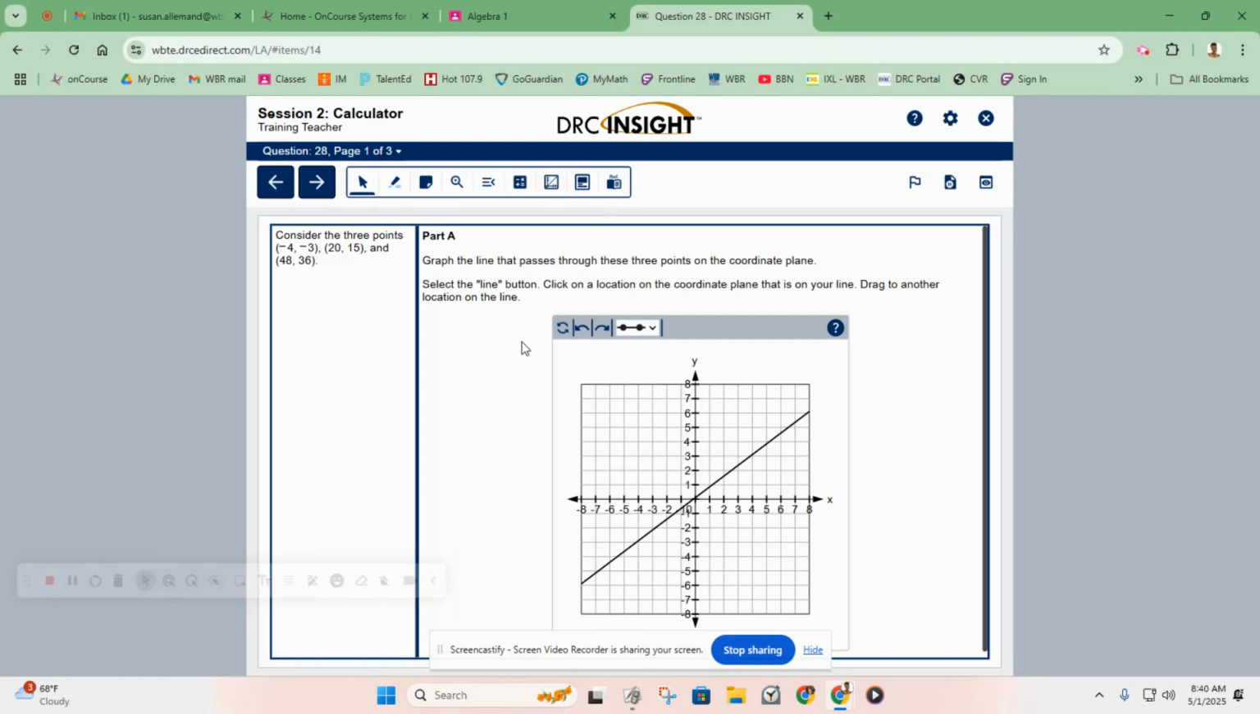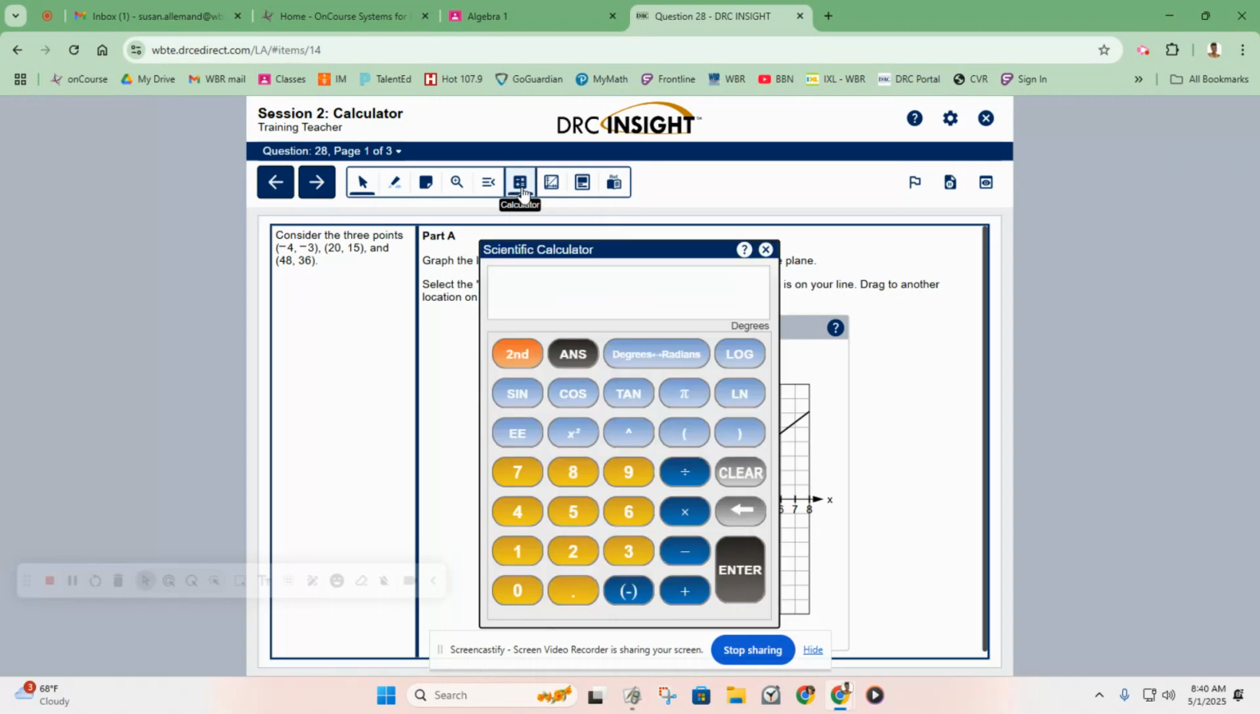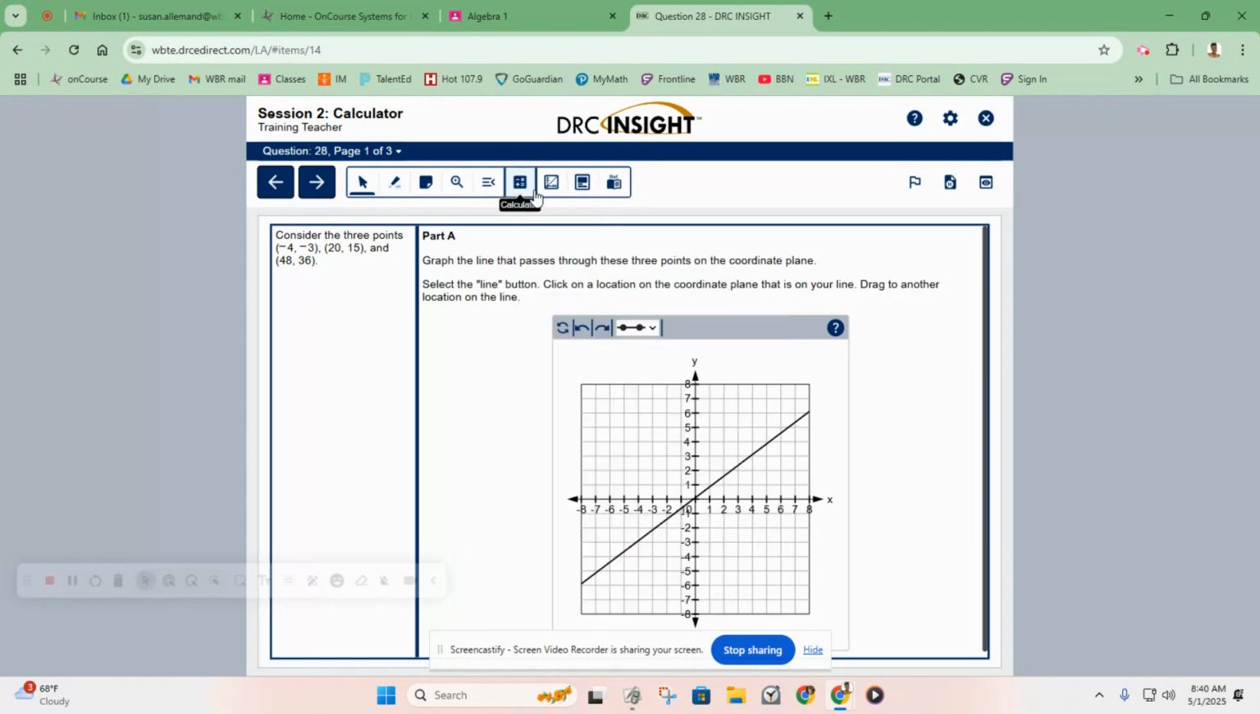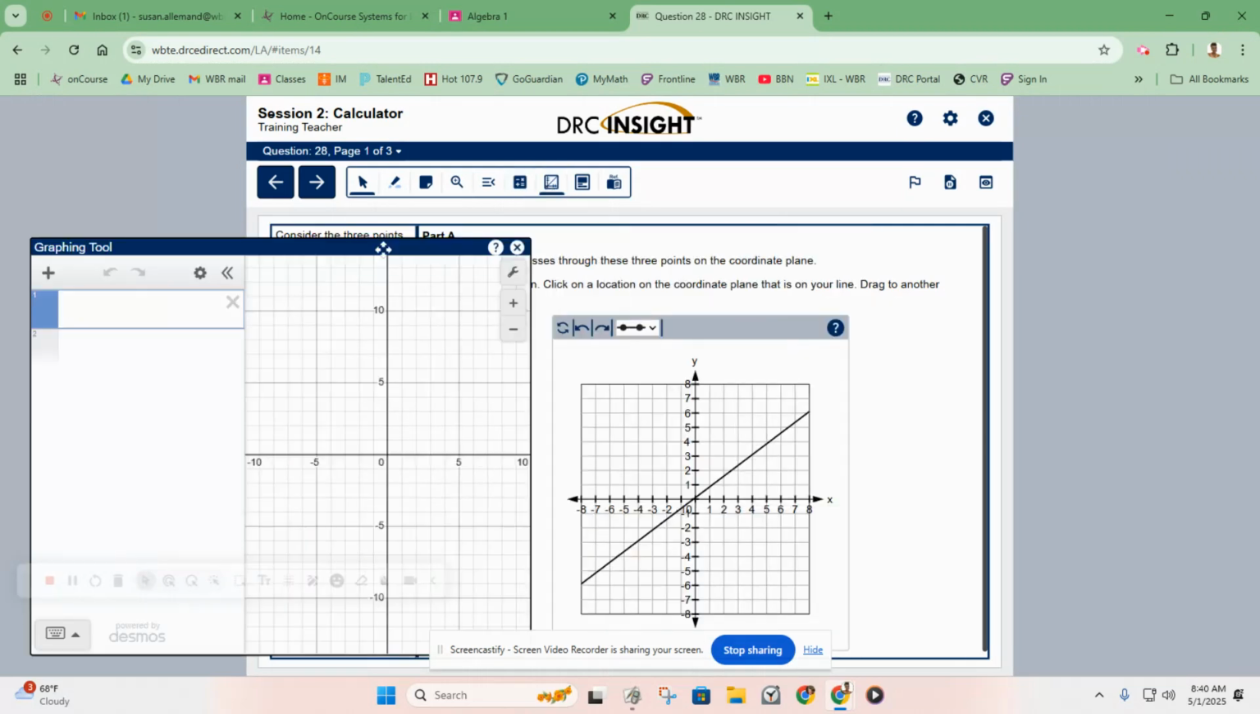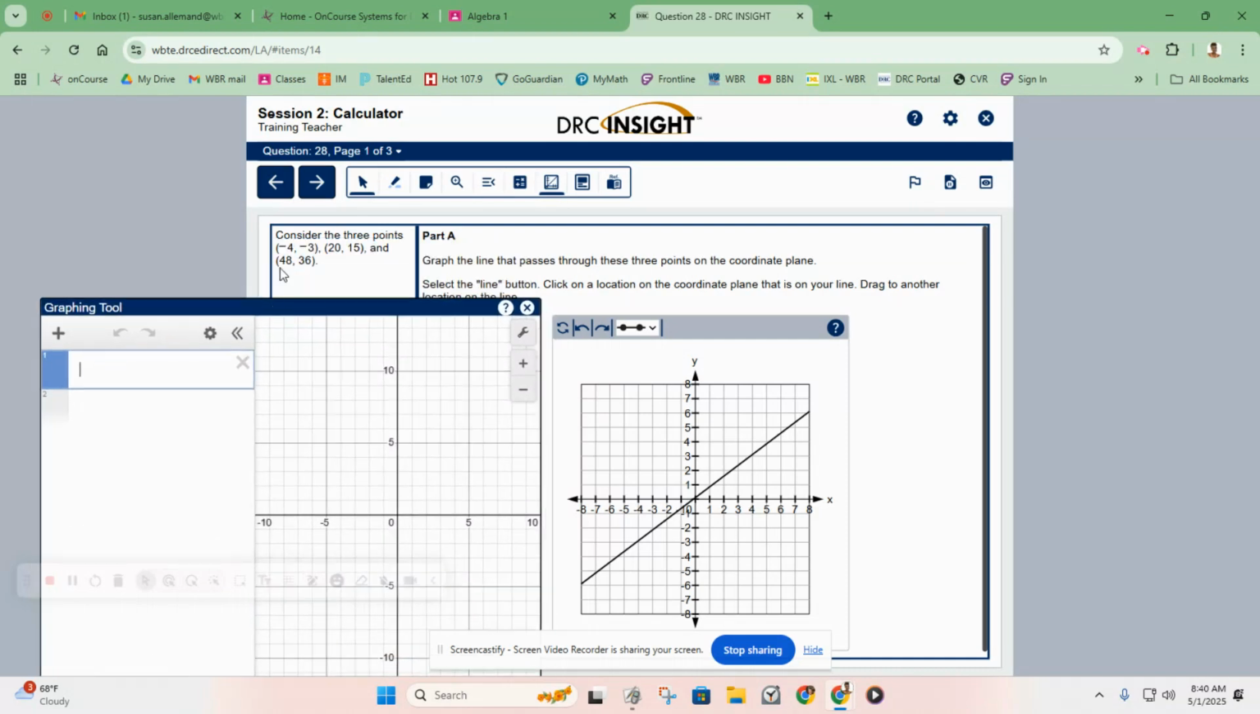Now, because I want to be sure I'm correct on everything, I'm going to go ahead and graph, not this calculator, my bad, the other one. I'm going to use a graphing tool to see where all these points are. I'm going to go ahead and click this plus sign and add a table. Then I'm going to type in these ordered pairs.